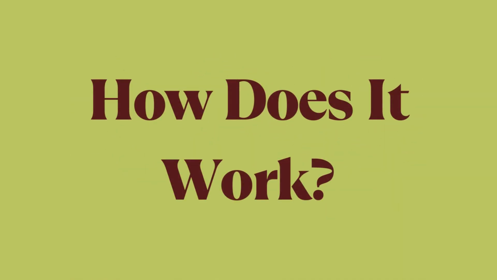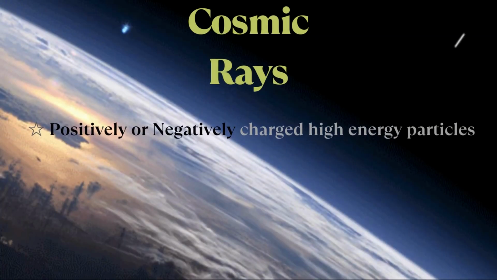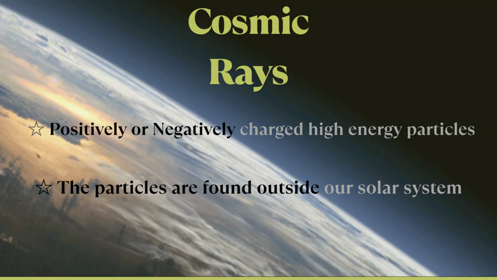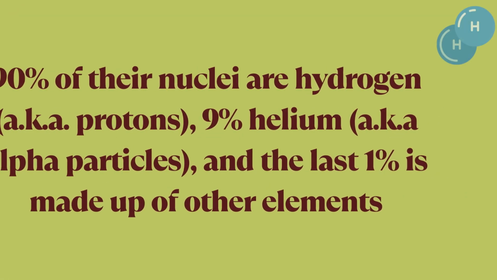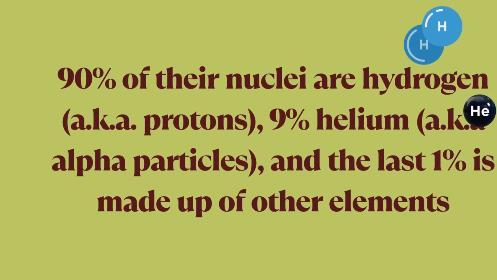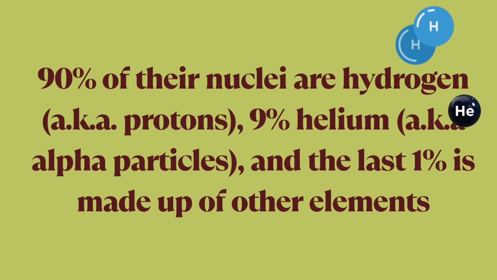But how does it work? Well, first we need to understand cosmic rays. These are positively or negatively charged high-energy particles from outside of our solar system, which move insanely fast, as in almost at the speed of light. They vary in their makeup. Around 90% of their nuclei are hydrogen, aka protons, 9% helium, aka alpha particles, and the last 1% is made up of other elements.